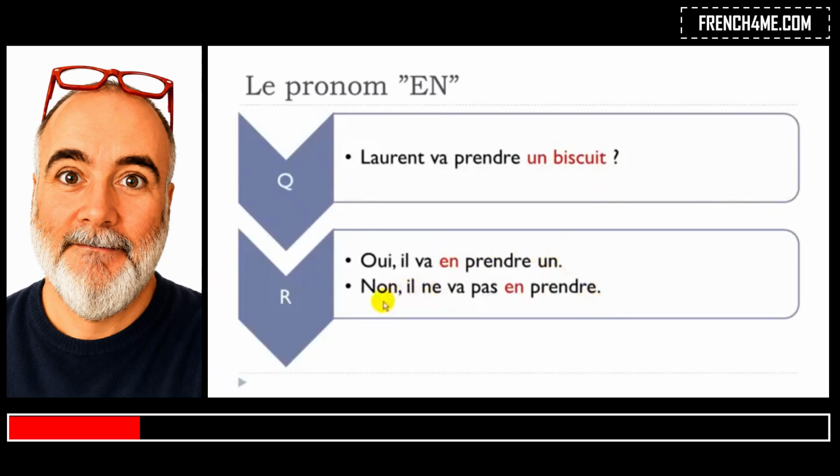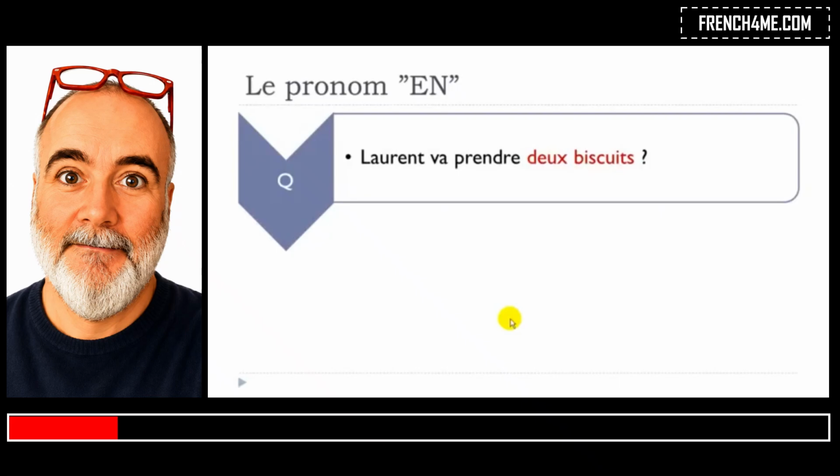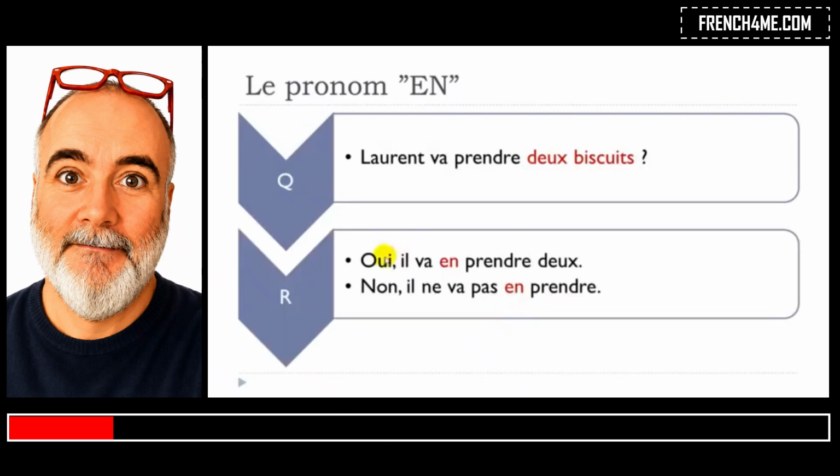Okay, and you get a good example here for the reason why I told you it should be before. Non, il ne va pas en prendre. All right, because here you've got your aller verb, va, but then you've got the negative form, ne va pas. But then your pronoun should be before the second one. Okay? Il ne va pas en prendre. Let's see now. Laurent va prendre deux biscuits. Answer. Oui, il va en prendre deux. Non, il ne va pas en prendre.